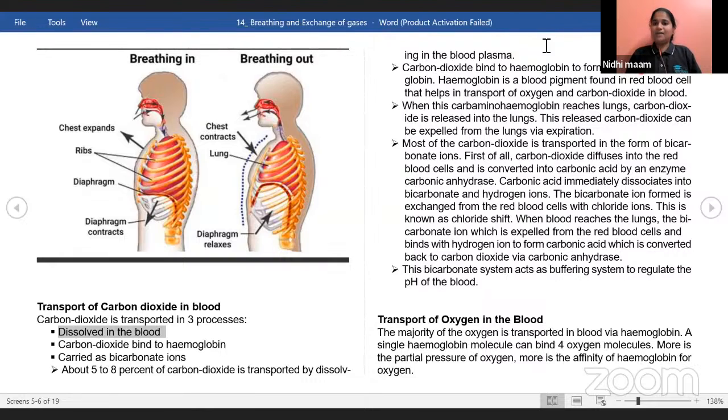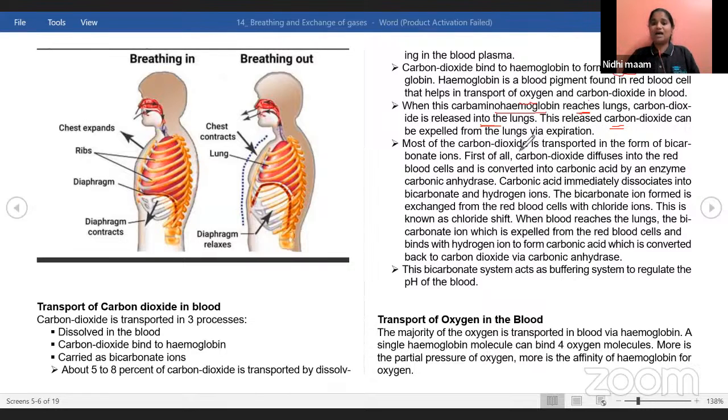Next, when carbon dioxide binds to the hemoglobin, carbaminohemoglobin is formed. Okay, carbaminohemoglobin. Hemoglobin is a pigment we know which transports oxygen and carbon dioxide. When carbaminohemoglobin reaches the lungs, carbon dioxide is released into the lungs. This released carbon dioxide can be expelled out through expiration.